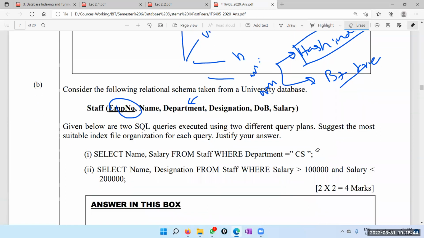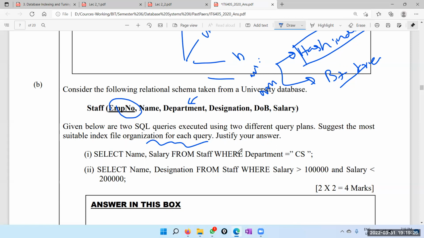Okay. Now let's see. Given below are the two SQL queries executed using two different query plans. Suggest the most suitable index file organization for each query. Now, don't think too much about the rest of the thing. Just narrow it down, right? You are a very selfish person. You just want to somehow make this query faster. So that must be the sort of attitude when you are answering these kind of questions. Right, because this is for those queries, right? Okay, now let's see.